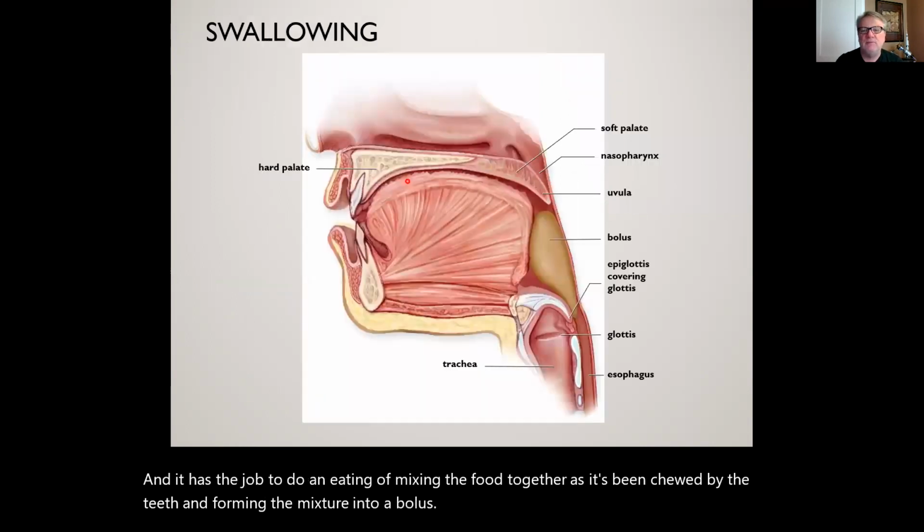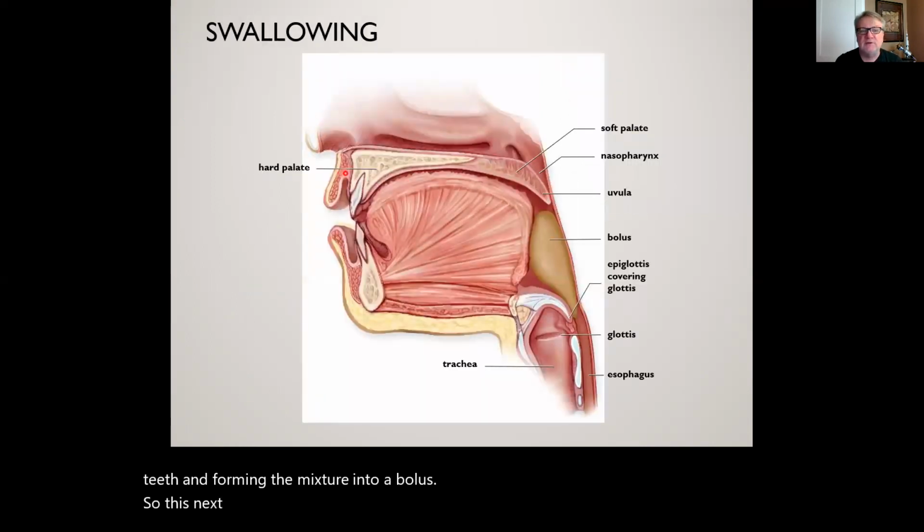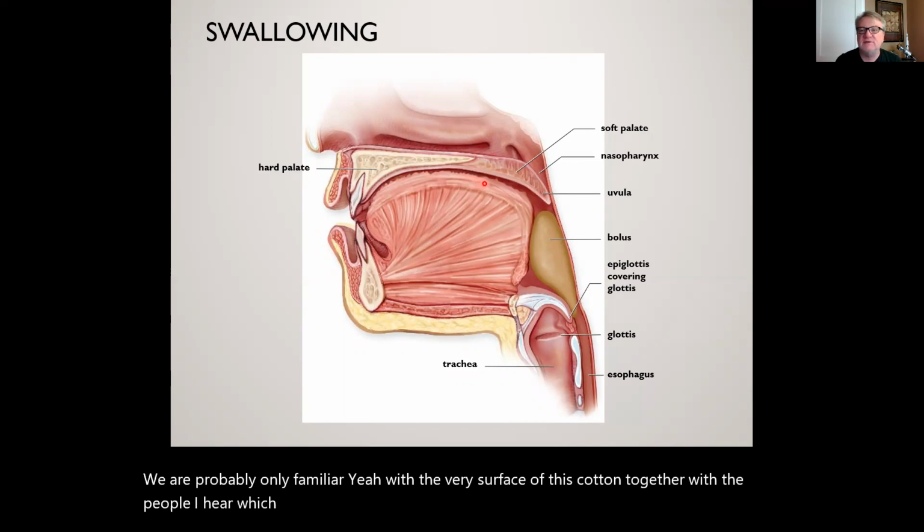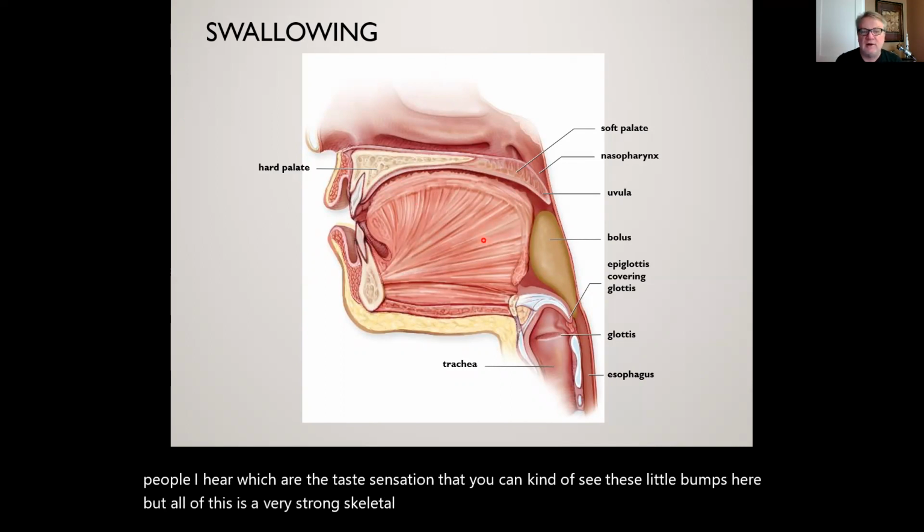So this next slide also illustrates the structure of the tongue, and you see it's actually a lot of muscle. We are probably only familiar with the very surface of the skin, together with the papillae here, which are the taste sensation. You can kind of see these little bumps here. But all of this is a very strong skeletal muscle that allows the tongue to move around.